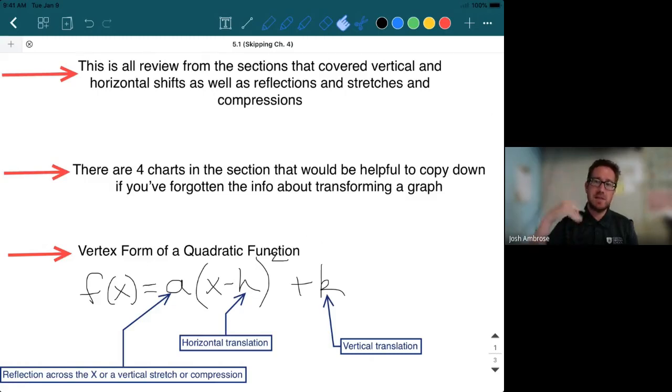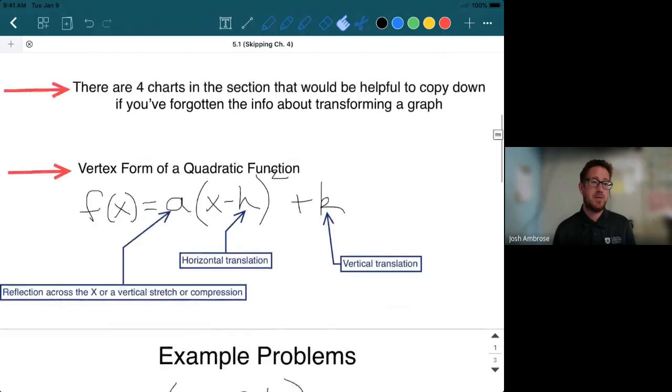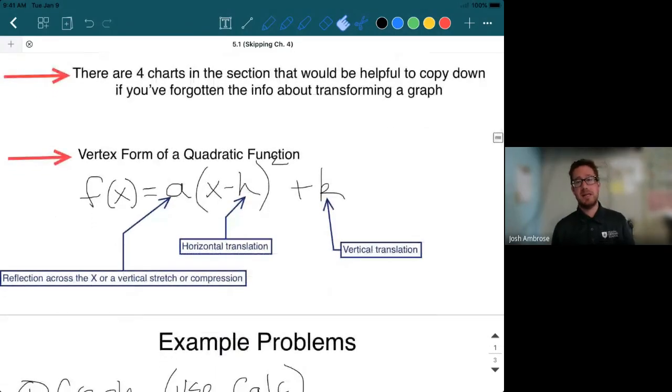That's like a full flipping of the graph. Okay, all of that we've covered. So if you still remember it, this is going to be an easy section. If you don't, then take a look at the next note we have here. There are 4 charts in this section that really will be helpful for you to copy down. If you forgot anything, copy down those charts, because when it comes time for either a quiz or a test, those will be really helpful to have in your notes.